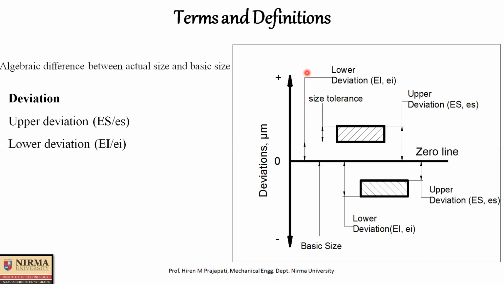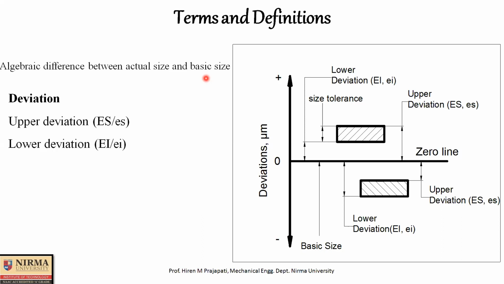Okay, now another important term is deviation. Now what is the meaning of deviation? As per the definition, deviation is the algebraic difference between actual size and basic size. Actual size is the size which you get after manufacturing, as we discussed in the previous session, and basic size is the size which is as per the design dimension. That is called basic size. So that is, I think, clear. Now deviation is the difference between actual size and basic size.